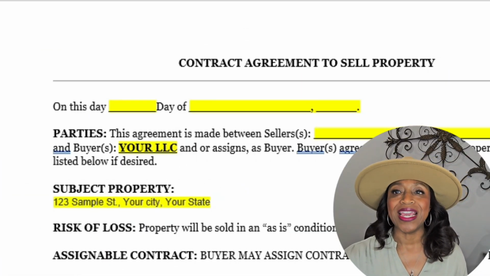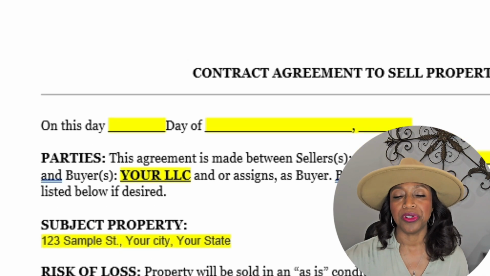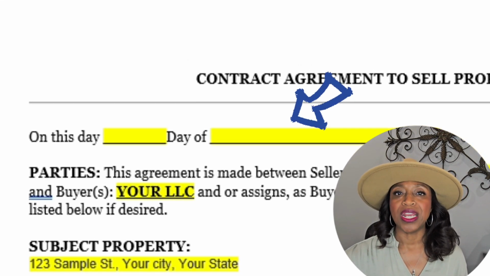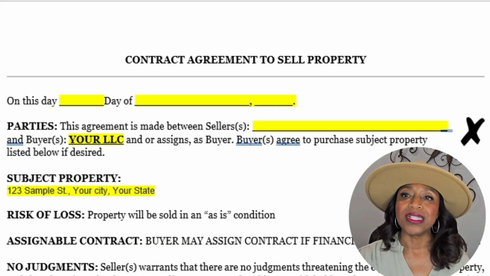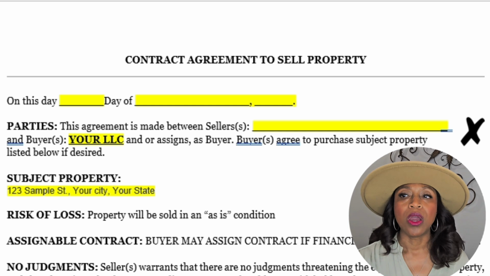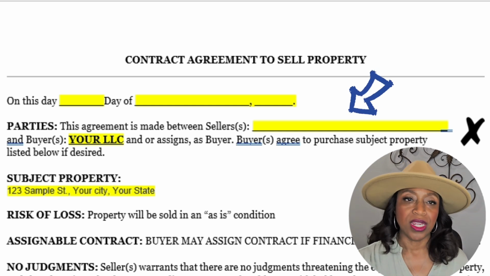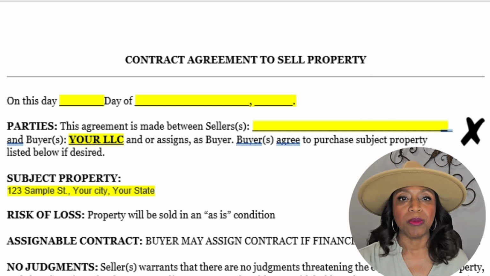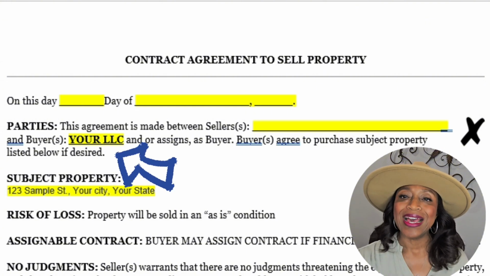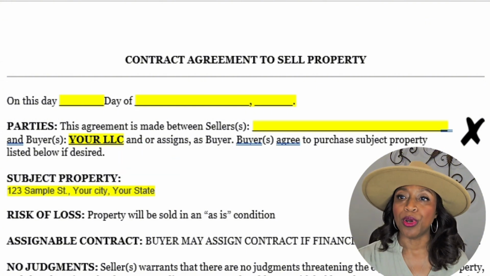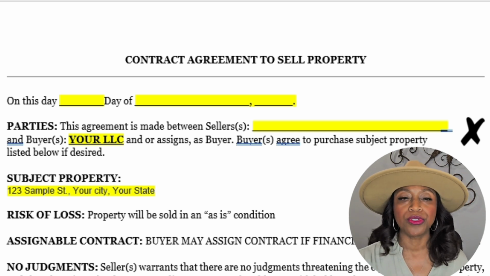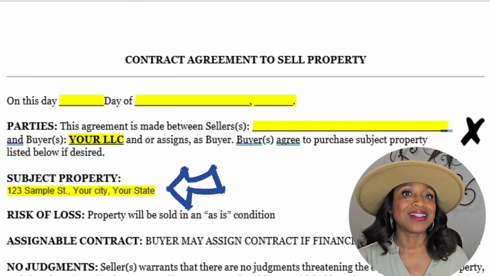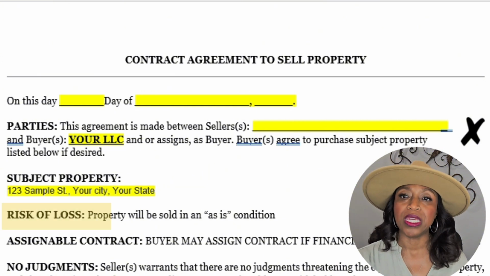As you can see here, we have the date of the contract, and typically my contracts are 30 days. Within the 30 days, I try to sell it. So I enter into the agreement. It says the parties: this agreement is between whatever the seller's name is, and the buyer's name, my LLC, and assigns as buyers. Buyers agree to purchase the subject property listed below if desired. You enter the parcel number so that there is clarity on what the subject property is.